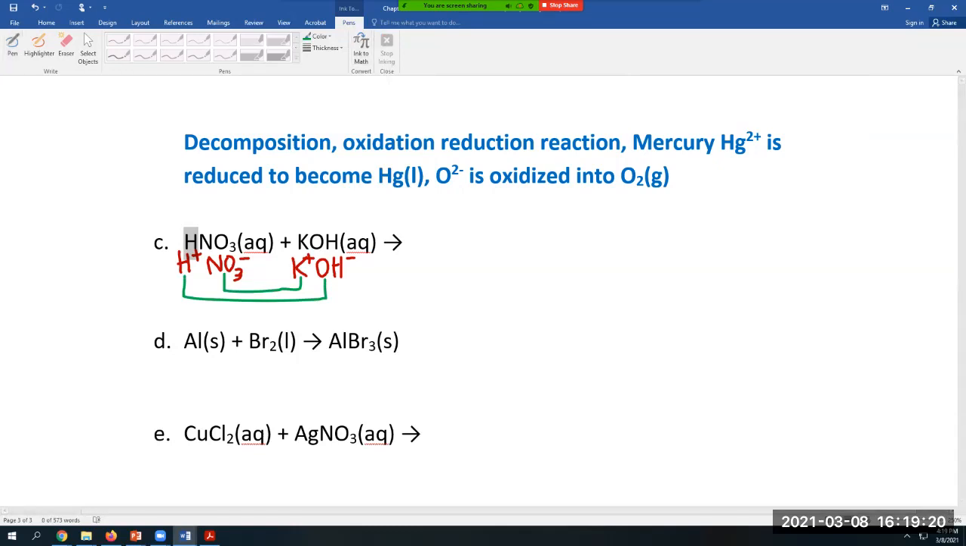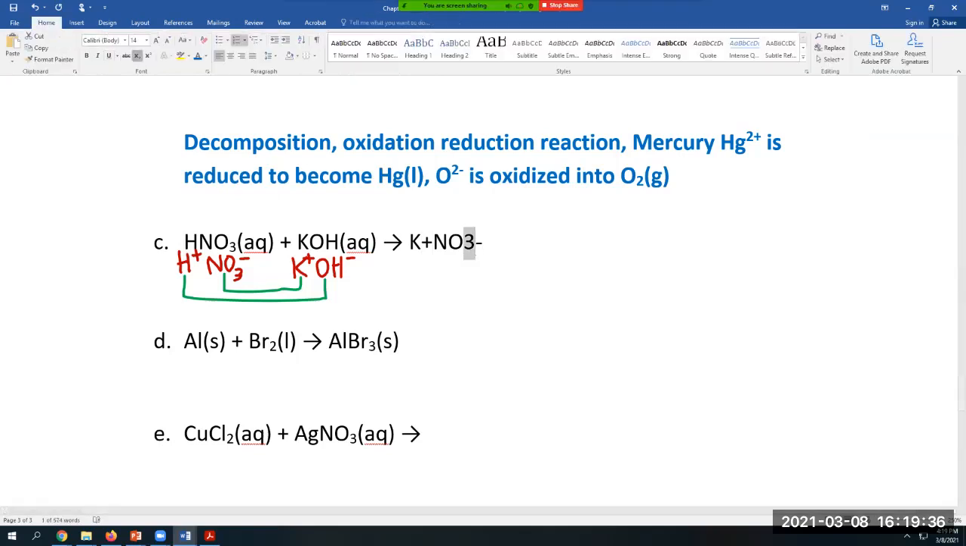And so let's write the formulas of the product by following this exchange. So we have K plus, and then NO3 negative 1. The 3 is a subscript and the negative charge is a superscript. So what happens when you put them together? You can see that one positive charge will cancel the one negative charge. So you can remove the charges, and that's the formula. KNO3 is the product for this.